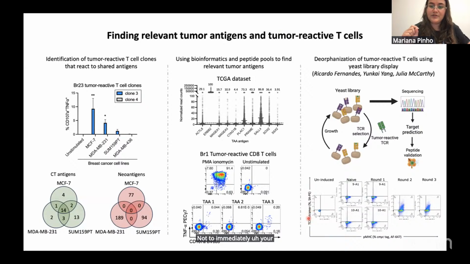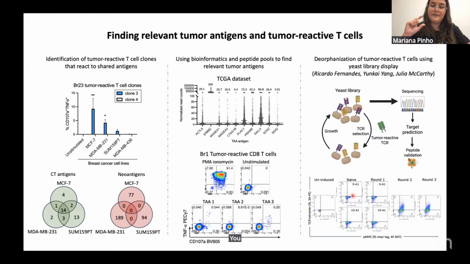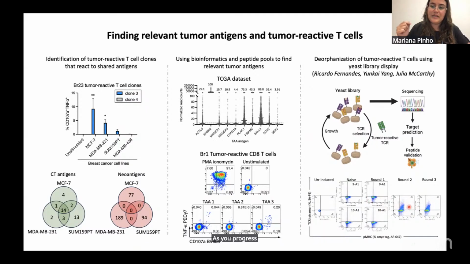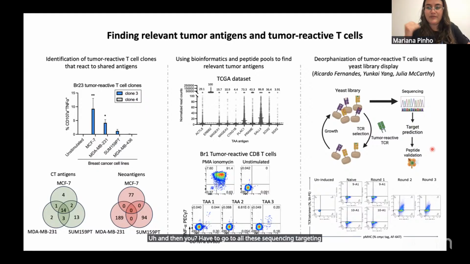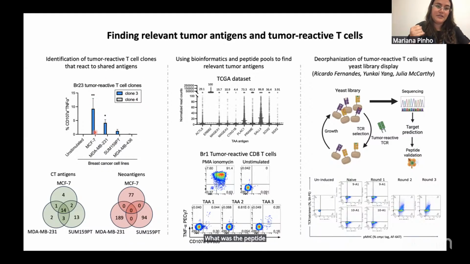Our TCR of interest. So you can see uninduced cells, of course, will not bind the TCR, and they will not have any MHC on the surface. You then induce the library in your yeast, so they will start expressing the MHC. On round one, you usually don't see anything, but as you progress, you will start to see enrichment of cells that are MHC positive, but also positive for the TCR tetramer. So they are binding the tetramer. And then you have to go through all this sequencing, target prediction, and peptide validation to try to find what was the peptide that these TCRs are specific for.